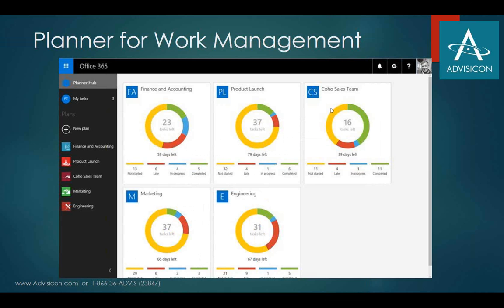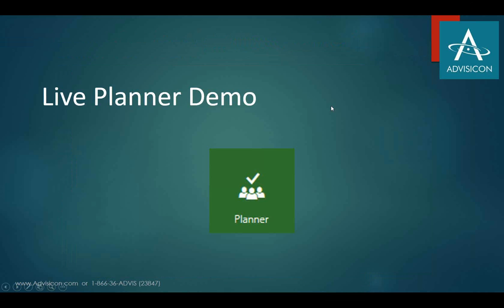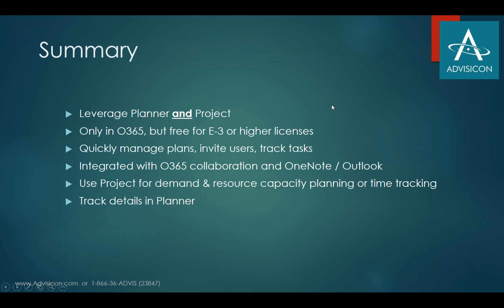With that, we are just wrapping up here, and I want to summarize some of the points I made. Again, leverage Planner and Project. This is available to you in Office 365 if you've got an E3 or higher license. It's integrated with the Office 365 collaboration, OneNote, Outlook, and that is kind of our key points.